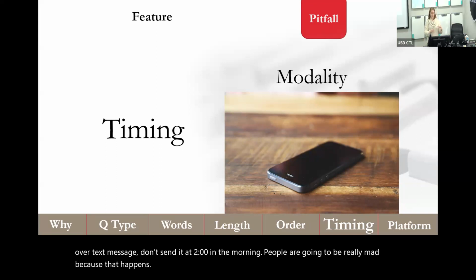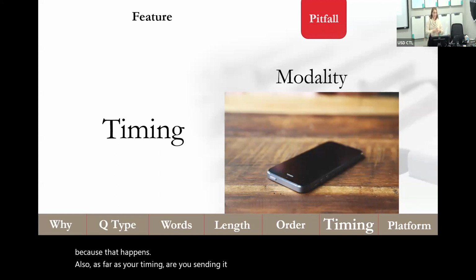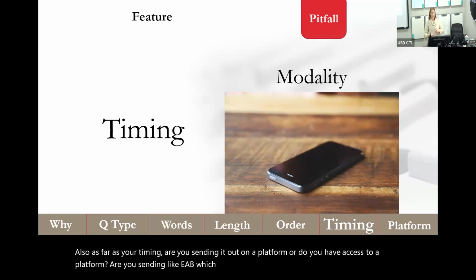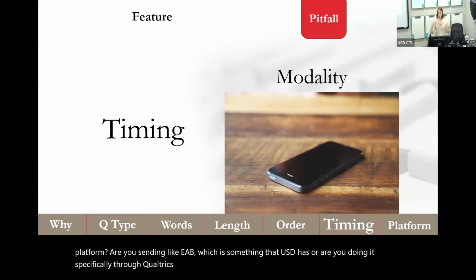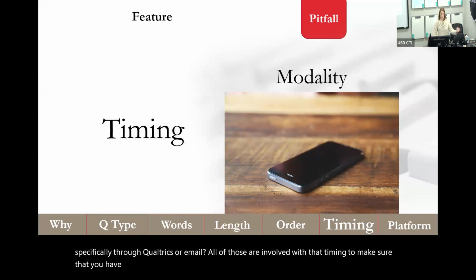Also, as far as your timing, are you sending it out on a platform, or do you have access to a platform? Are you sending through EAB, which is something that USD has, or are you doing it specifically through Qualtrics or email? All of those are involved with that timing to make sure that you have access, your participants have access, and everybody can actually get to the survey as they need to.